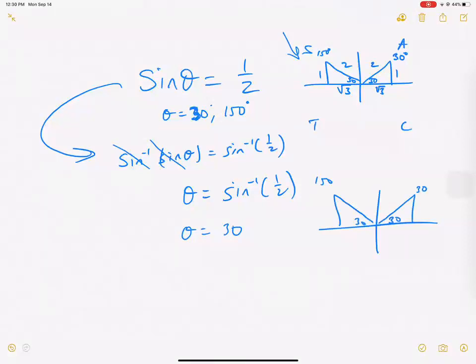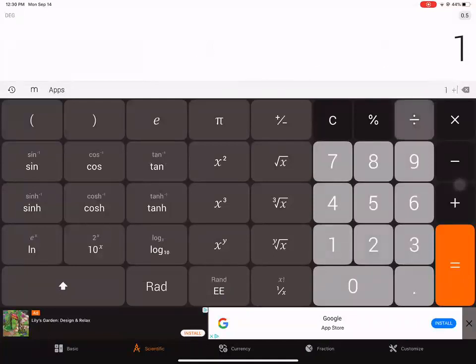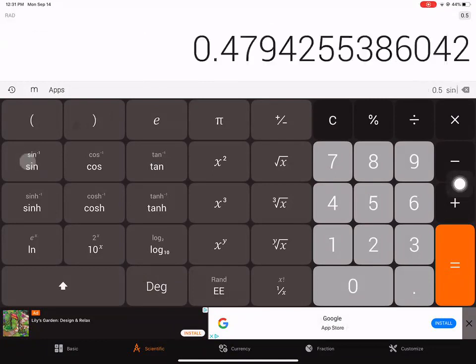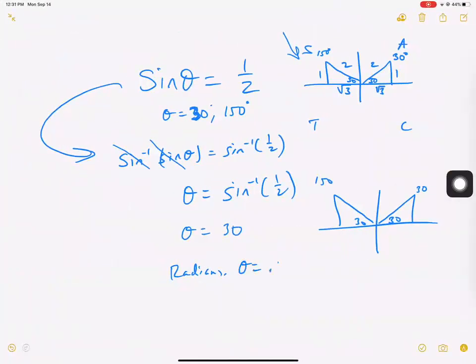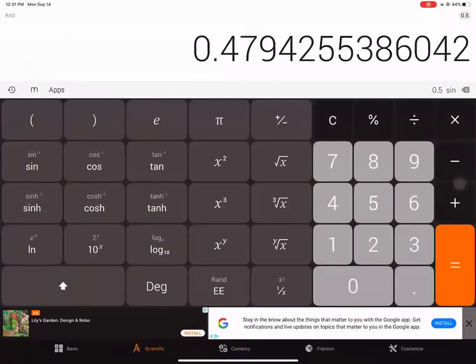Now, I want to show you guys something. I want to talk about this in radians now. The calculator isn't as pretty in radians. So if I put 1 divided by 2, and I'm going to change this to radians here. If you look in the upper right-hand corner, now it's in radians. Sine inverse in radians. 0.047, rounding up, 0.048. Theta is 0.48. Okay.